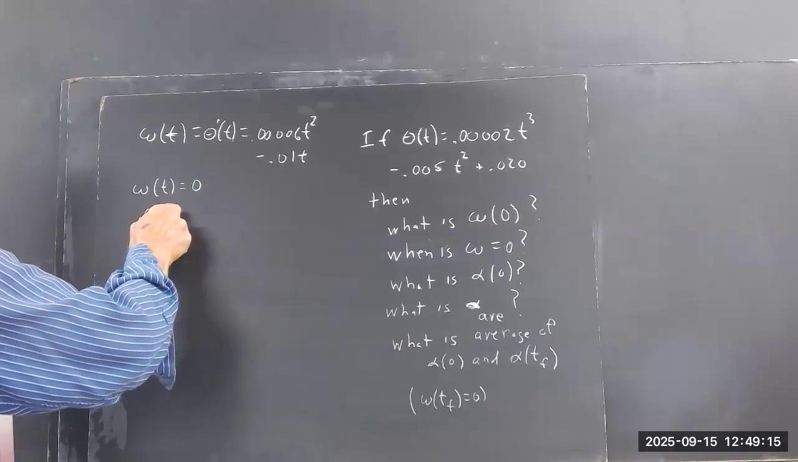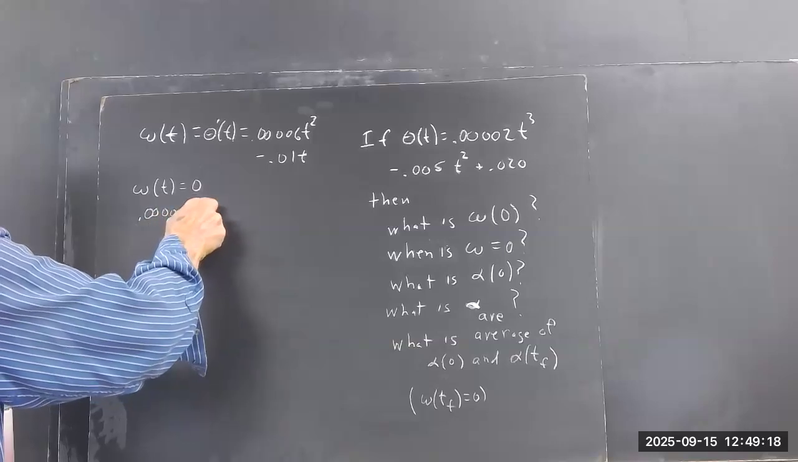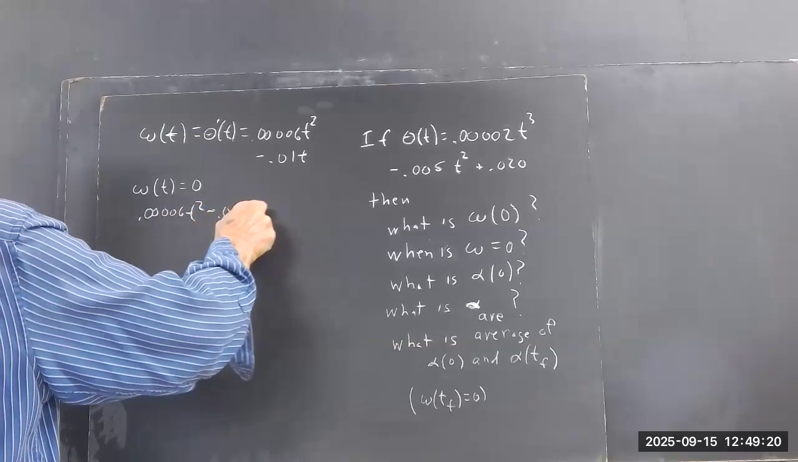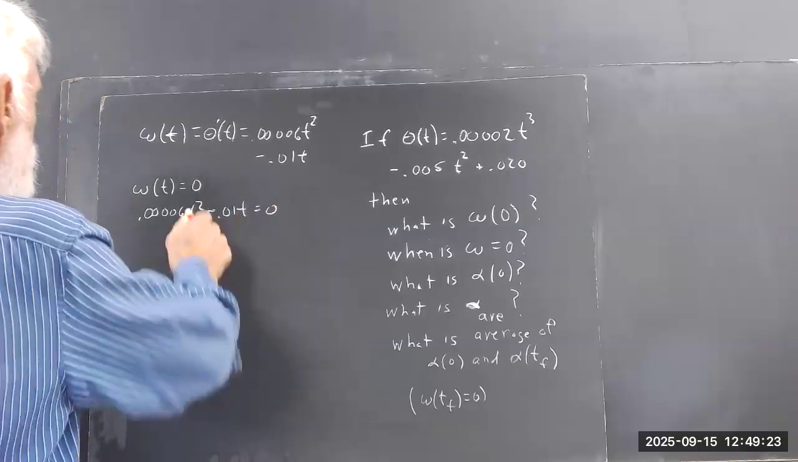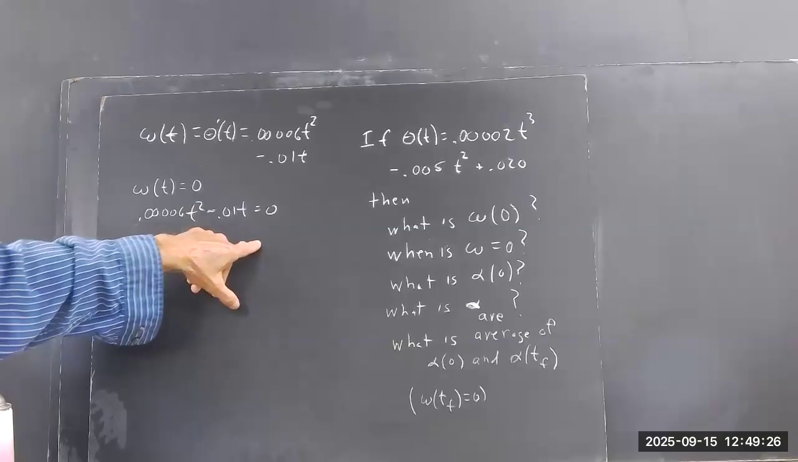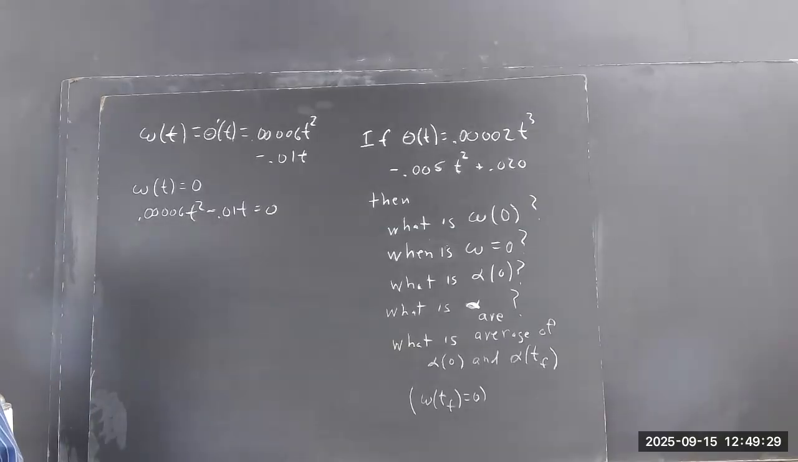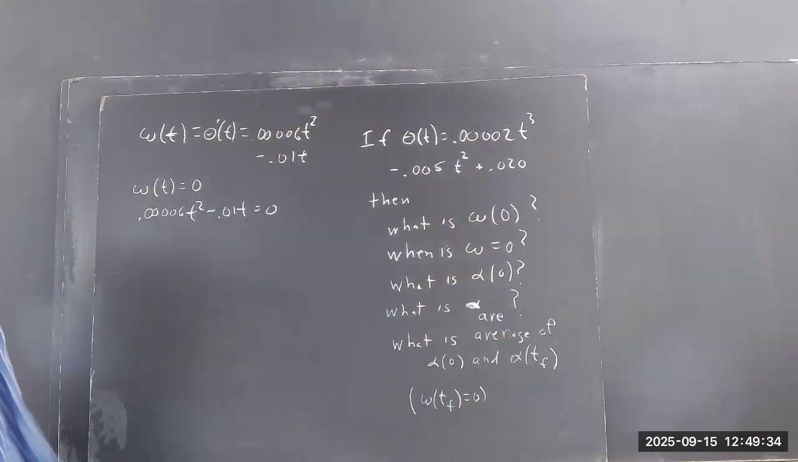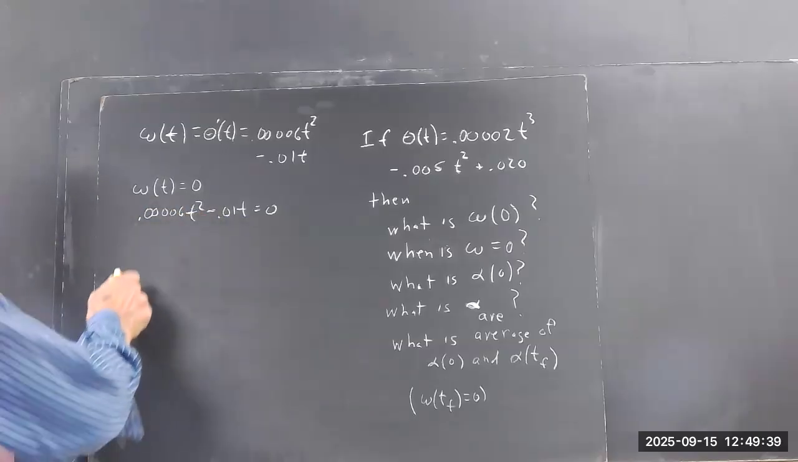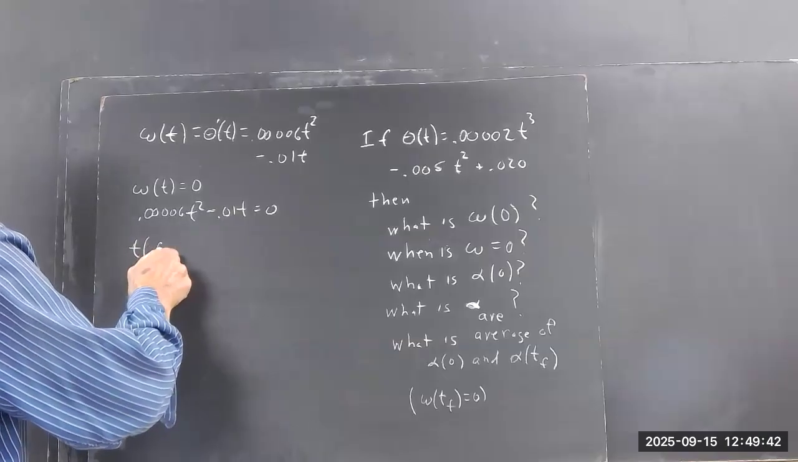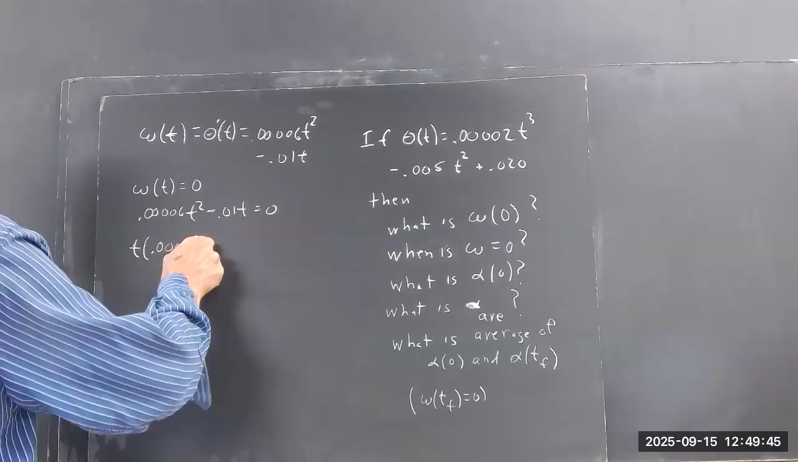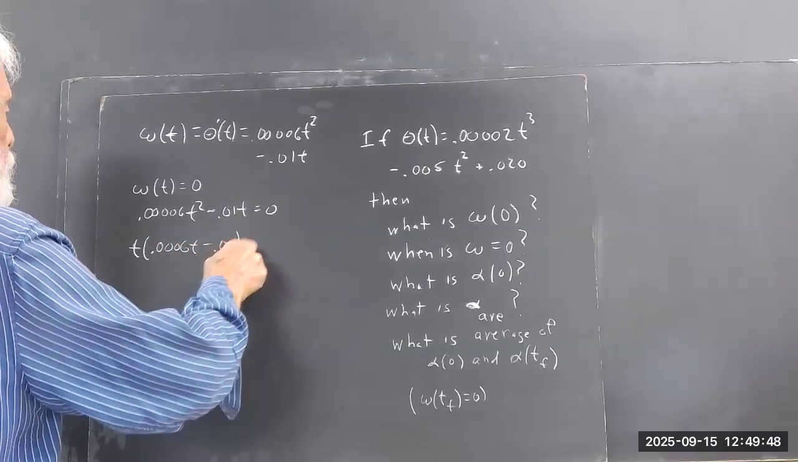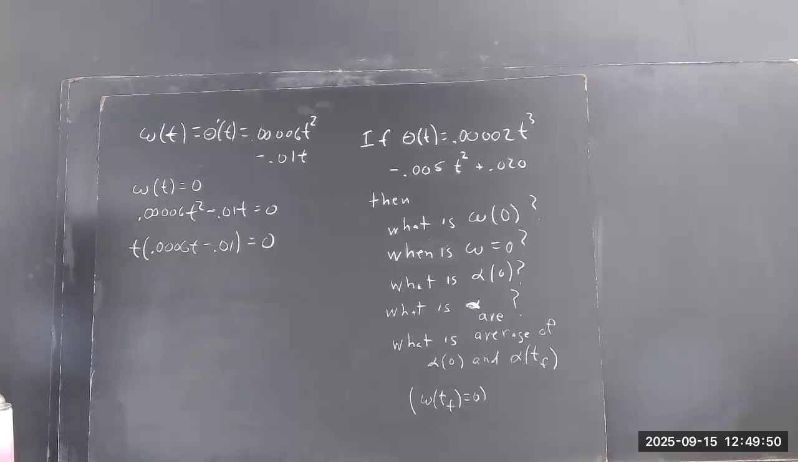Omega equals 0. What kind of an equation is this? It's a quadratic equation, a t squared plus b t plus c equals 0, where c is 0. When c is 0, you can solve this by factoring. You just factor this and you say, okay, that's t times 0.0006 t minus 0.01 equals 0. So now there are two solutions.